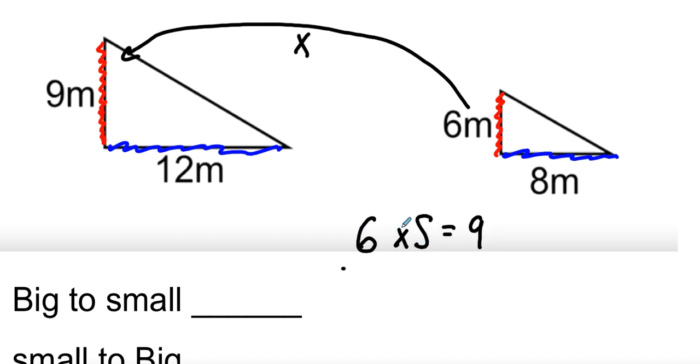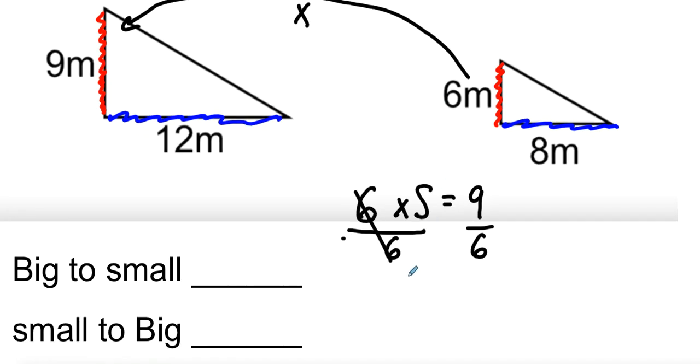Now, here you can see that we're using multiplication, and in order to get rid of that, what we'll be using is division. So 6 divided by 6 is going to cancel out, and whatever I do to one side of my equation, I have to do to the other. So I have 9 over 6 as my scale factor.